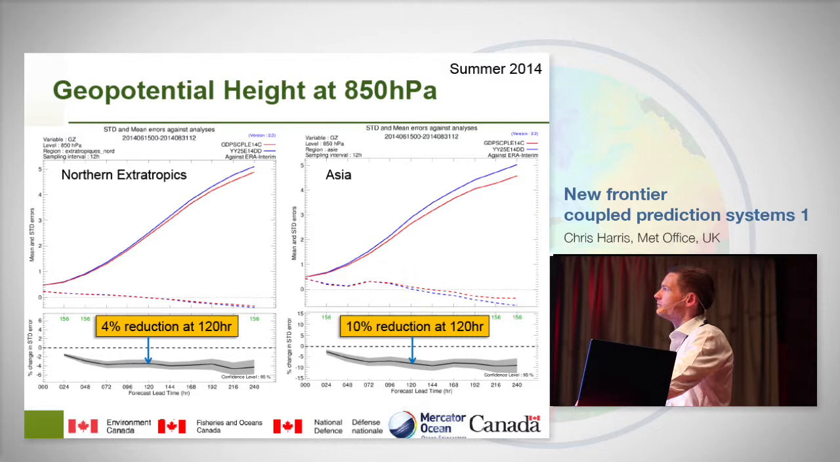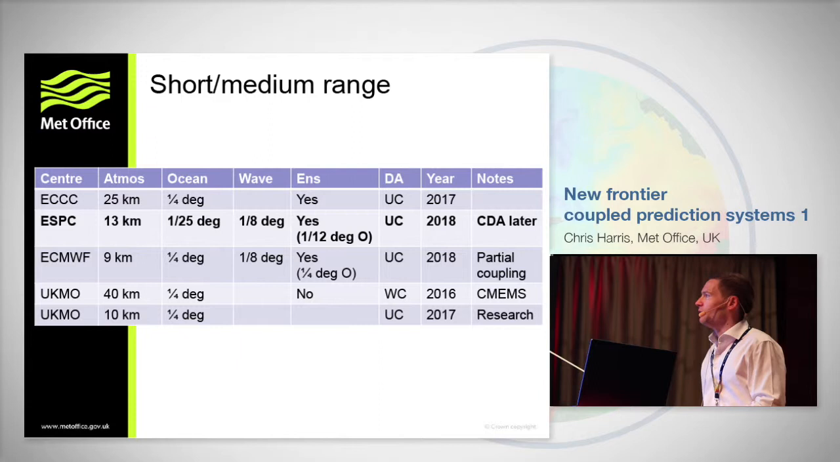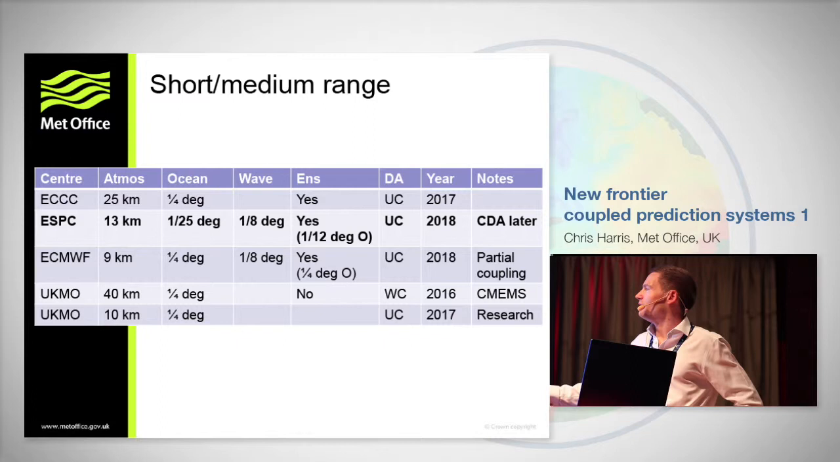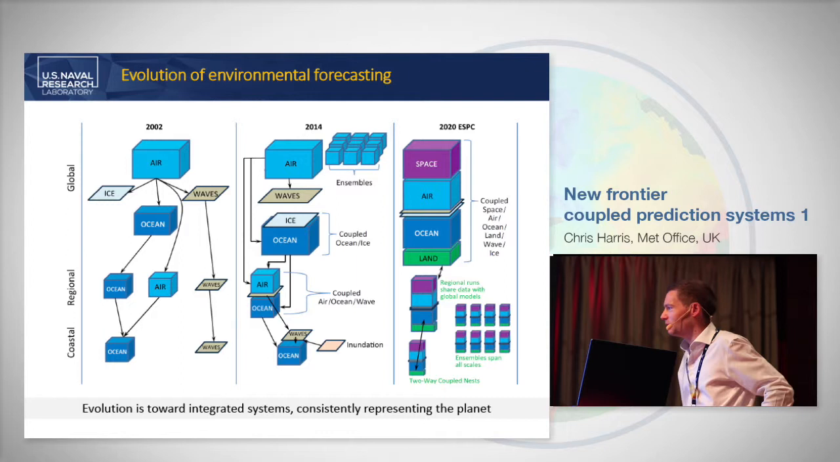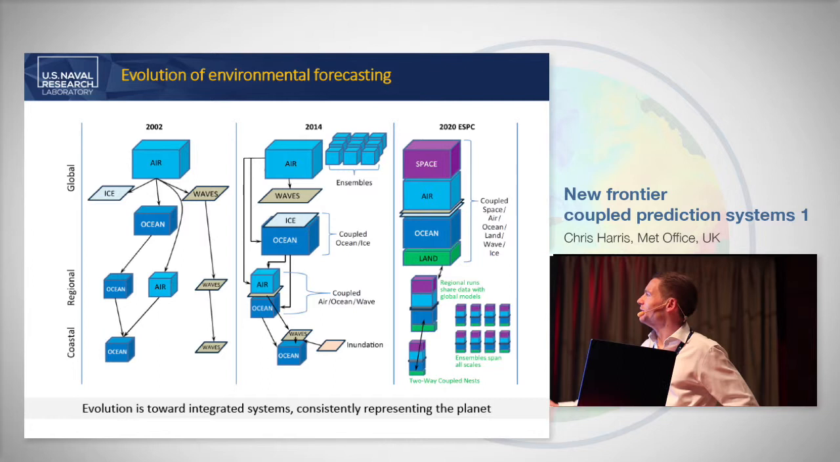So moving on to the work in the US, and as far as I know, this is still planned for a first operational implementation in 2018. These slides are just indicating where some of the US systems are going with this ESPC. And in fact, we've talked about coupled ocean-atmosphere systems. Actually, the goal, moving from where they were back in 2002 towards 2020, is to have a coupled space, atmosphere, ocean, land, wave, ice system.